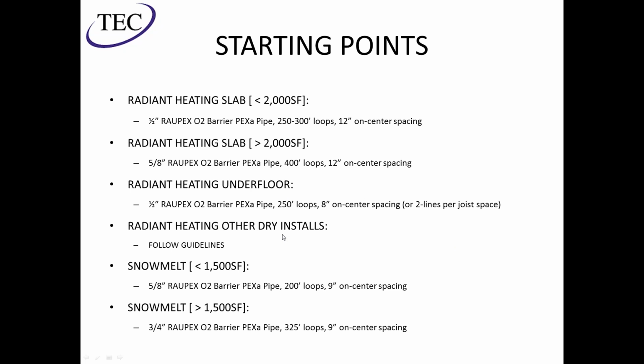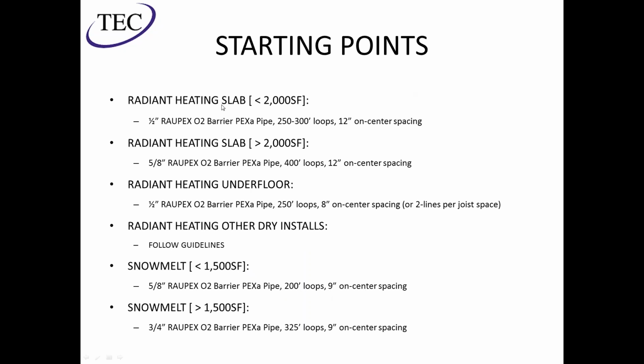When it comes to the dry installs that we talked about, the different panels, as I mentioned, the manufacturer will have a check figure or a guideline there, a multiplier, if you will, to tell you exactly what material you need. With snow melts, we always start with 5/8 inch and 200-foot loops at 9-inch centers.